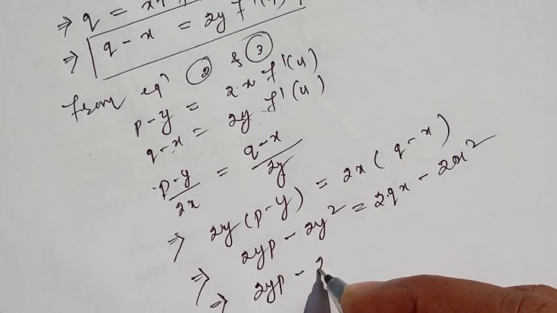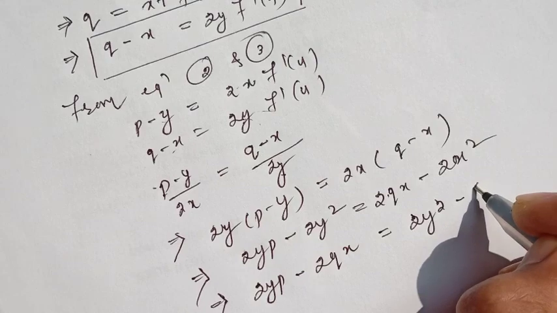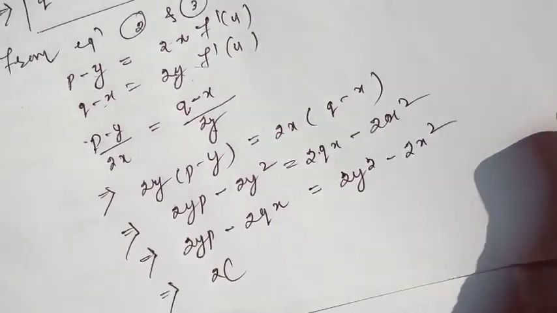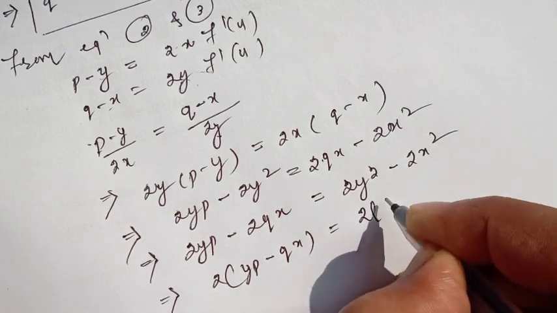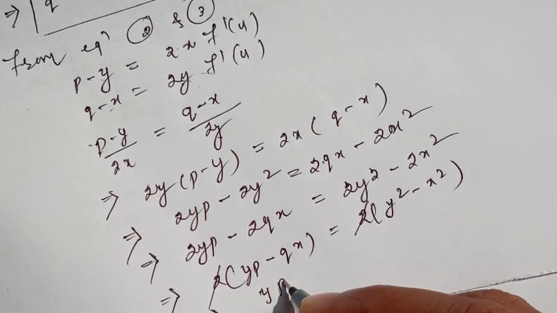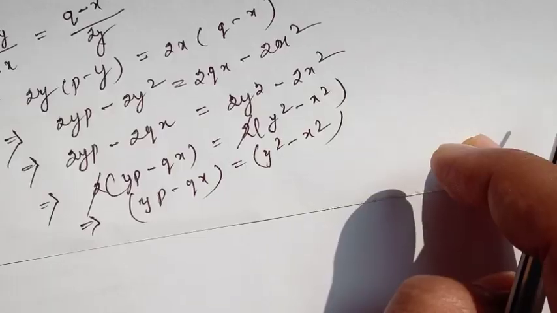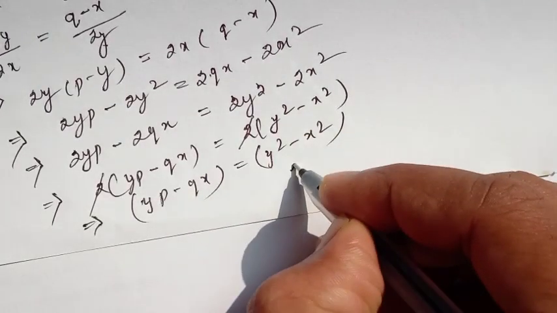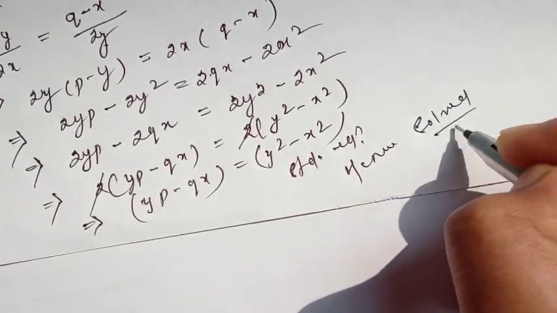So from the equation, 2yp minus 2qx is equal to 2y square minus 2x square. Taking 2 common and cancelling 2 from both sides, yp minus qx is equal to y square minus x square. And this is the standard linear equation, and hence solved.